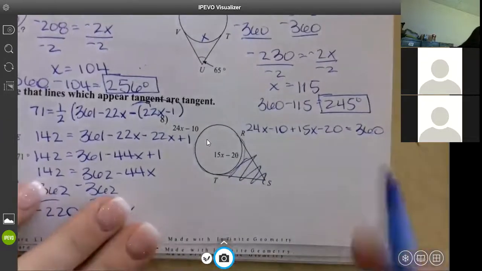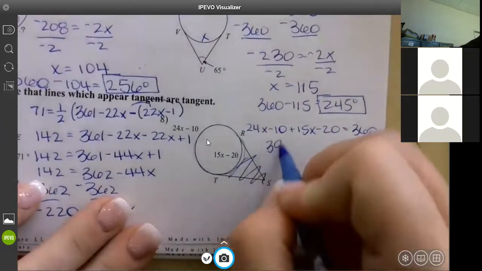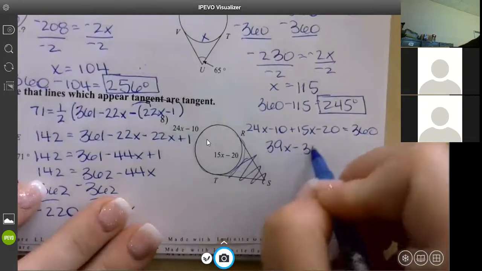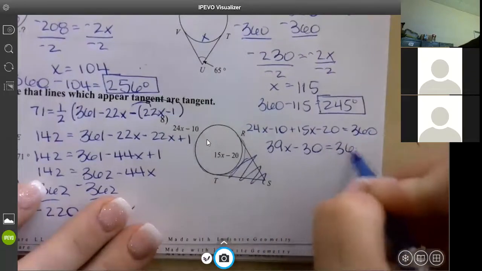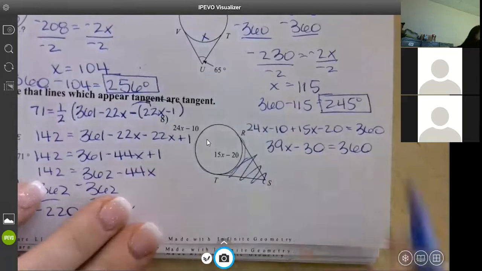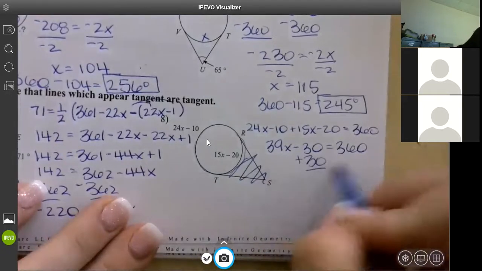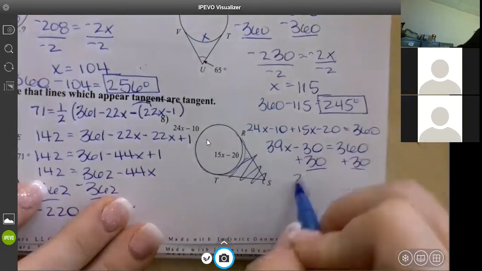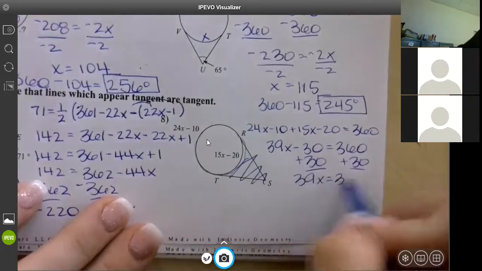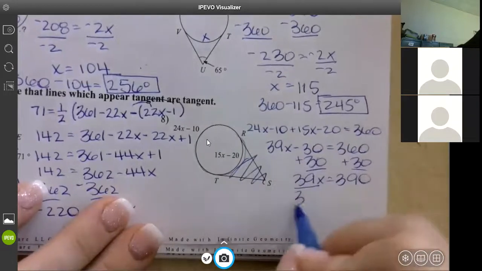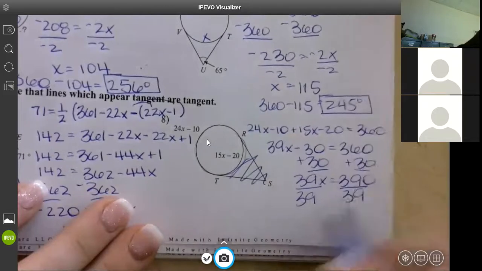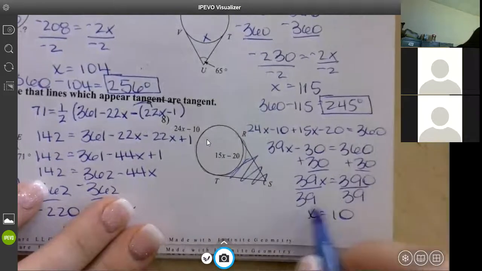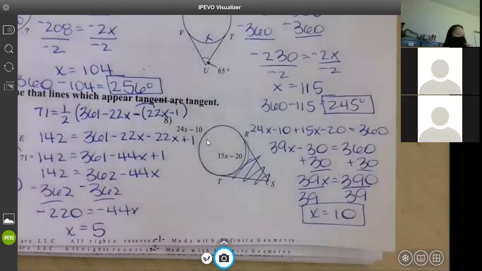Okay. 24 plus 15, 39x. Negative 10 minus 20 is negative 30. Equals 360. Add 30. We get 39x equals 390. Divide by 39, and we get x equals 10. And all it wanted was x, so we're good to go. Everybody okay, 1 through 8?